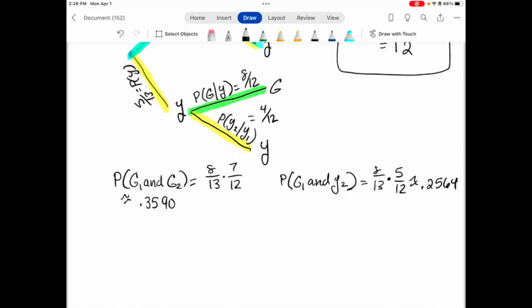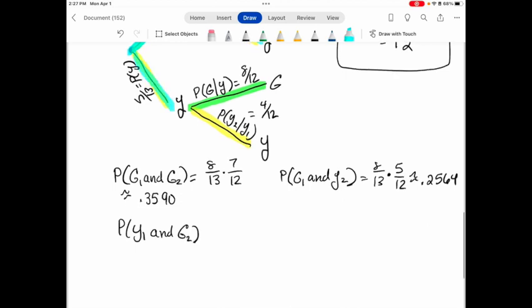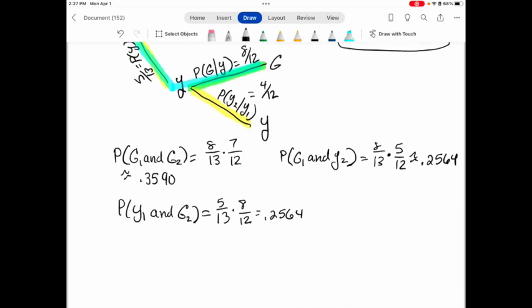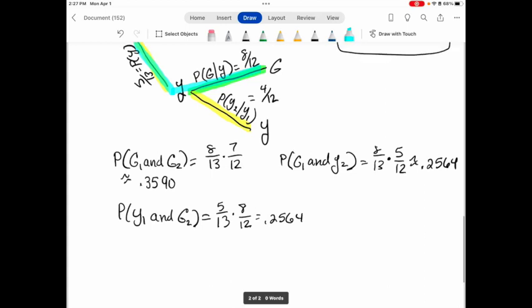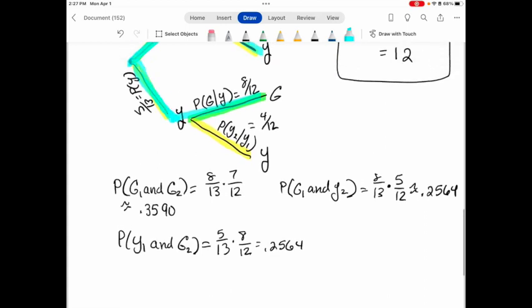Now let's look at where we pick a yellow first. If I pick a yellow first and then a green second, that would be following this track down here. Yellow first and then a green. So I would multiply 5 over 13 times 8 over 12. And that would give me 0.2564.